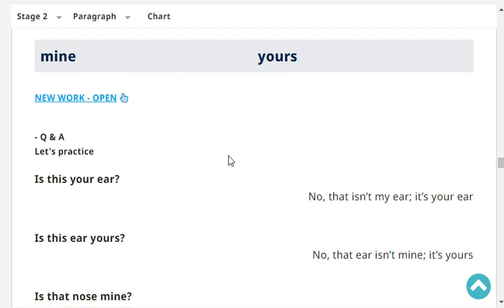Is this your ear? No, that isn't my ear. It's your ear. Is this ear yours? No, that ear isn't mine. It's yours.